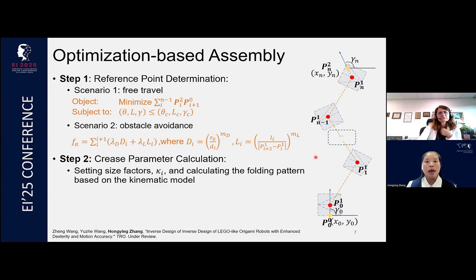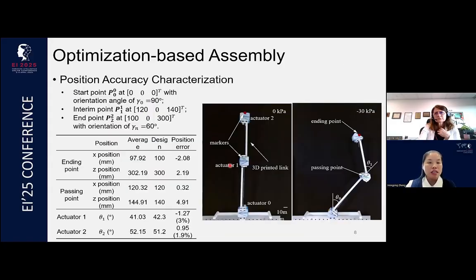Then we also know the pattern of each module and also their range of motion. Based on the range of motion and the pattern, we can refer to the kinematics model again to determine the crease pattern. After we have this crease pattern, we can simply fabricate them using the lamination method. So now let's look at their performance as a system.